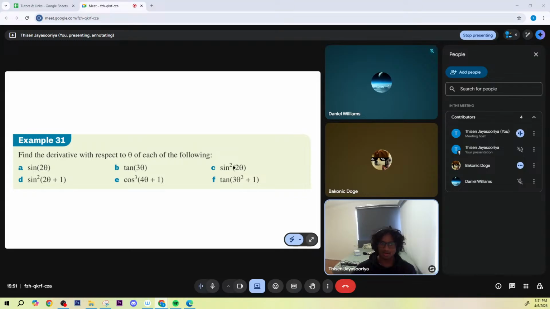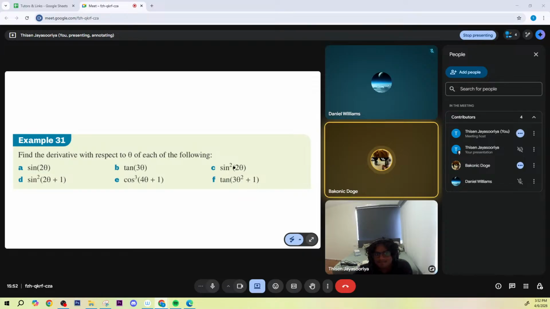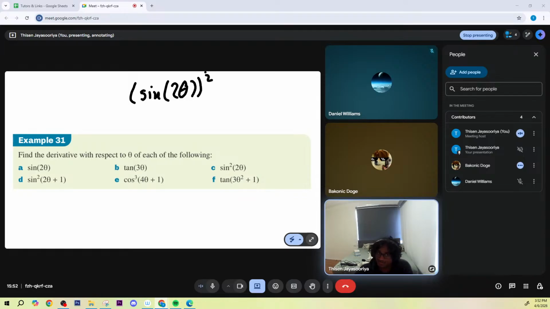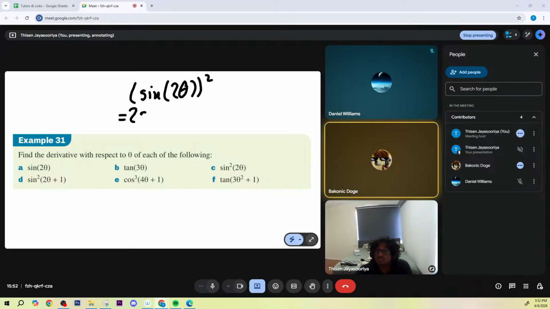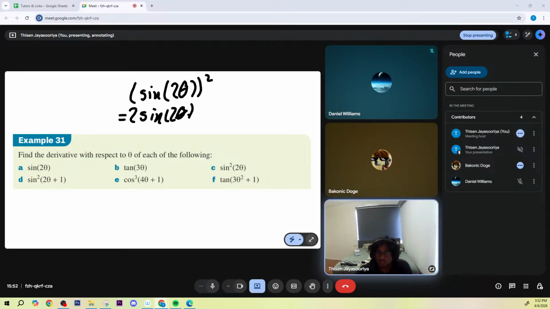For this one here, what do you guys think the outside function is? Because sine squared of 2 theta is a special notation. It most trips people up. It shouldn't be cosine squared u, right? Would it be like two cosine u? So here, squared is the outside function. They write it like this for notation's sake, but it actually means this. So it's 2 sine of 2 theta. That's the derivative of the outside.